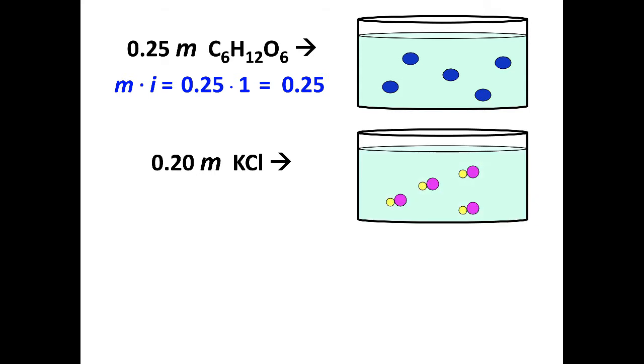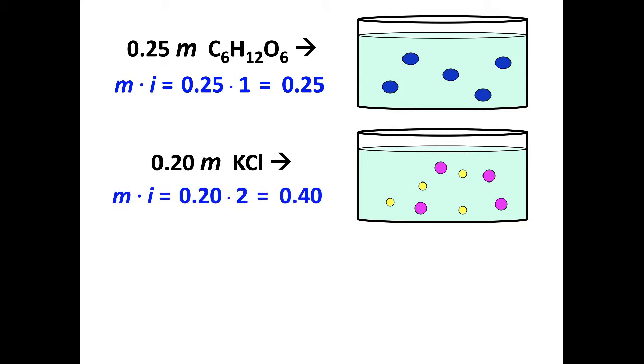Now, CaCl is 0.2 molal. That's a little smaller concentration, but CaCl breaks apart into Ca and Cl ions, so it has a Van 't Hoff factor of roughly 2. So 0.20 molal times the Van 't Hoff factor of 2 gives us an effective molality of about 0.4 in terms of particles, and that's bigger molality, so we'd expect that to have a bigger freezing point depression.